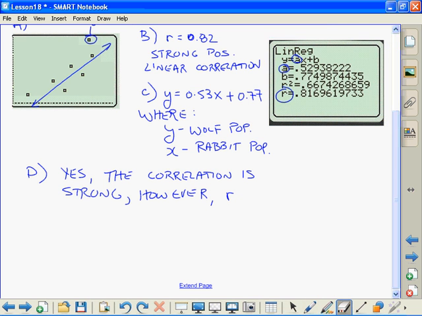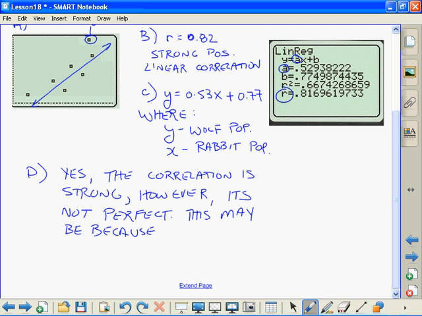Oops, I just want to put, it's not perfect. So there is an outlier, and in the next example I'll talk about looking at the outlier and how it influences it. It's not perfect, so this may be because, and this is the critical thinking on what other factors may play a role. So what would cause either population to fluctuate? Because we know that it's very, very difficult to find a natural habitat.